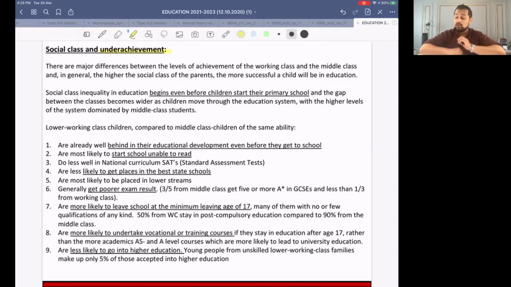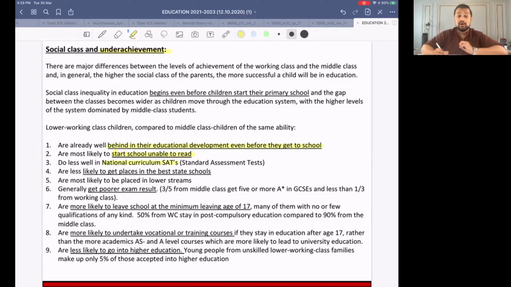Get it? Now, low working class children compared to middle class children of the same ability, how is it that they are in a disadvantaged position? Number one, they are already well behind in educational development even before they get to school. This we have discussed, I think this is underlined already, I'll just highlight it. Number two, they are most likely to start school unable to read, whereas children from the middle class do less well in the national curriculum standard assessment tests, right?